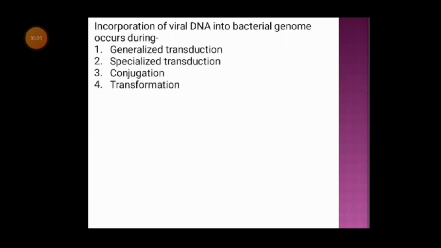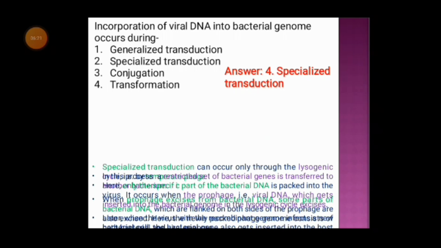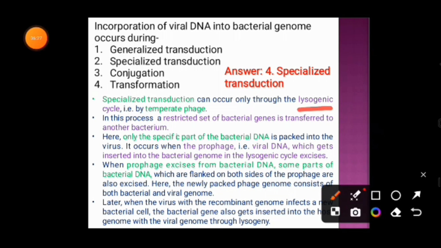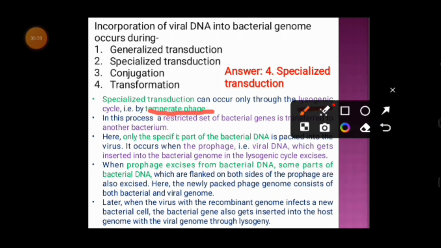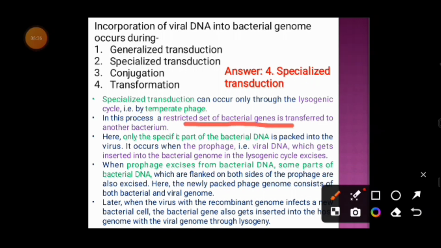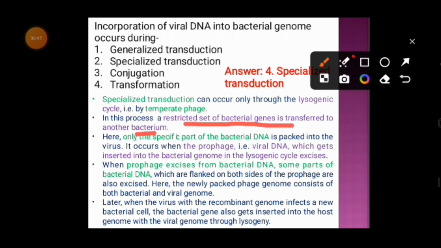Next question. Incorporation of viral DNA into the bacterial genome occurs during option 1 generalized transduction, option 2 specialized transduction, option 3 conjugation, option 4 transformation, and the correct answer is option 2, specialized transduction. Specialized transduction can occur only through the lysogenic cycle, that is, by a temperate phage or lysogenic phage. In this process, a restricted set of bacterial genes is transferred to another bacterium. So only a specific part of bacterial DNA is packed into the virus.